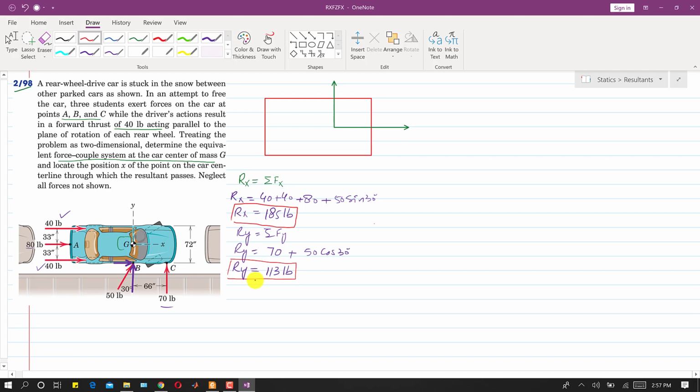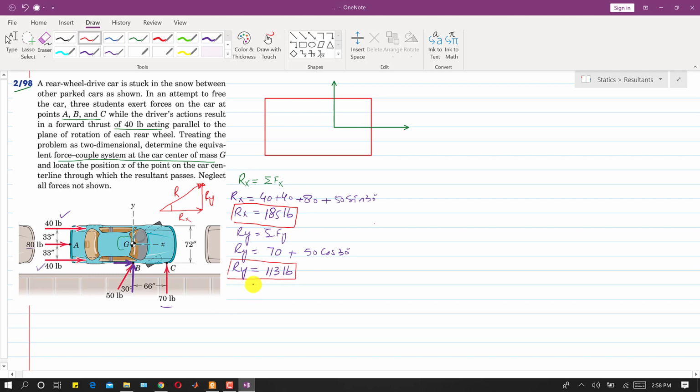Now if we want to find the direction of the resultant, we will draw an arbitrary triangle. I will draw Rx, which is positive, so this is Rx, and this is Ry. So this will be the direction of R, somewhere like this. We don't know this theta, but this will be the direction of R, somewhere between the x and y axis like this, right?